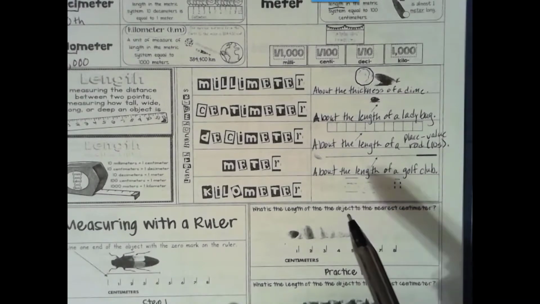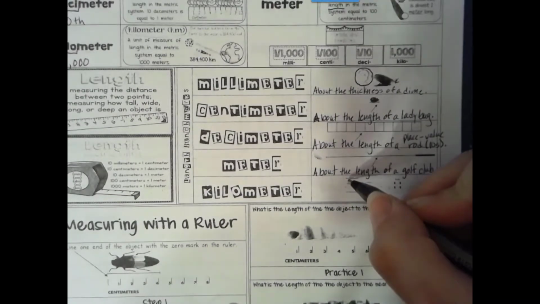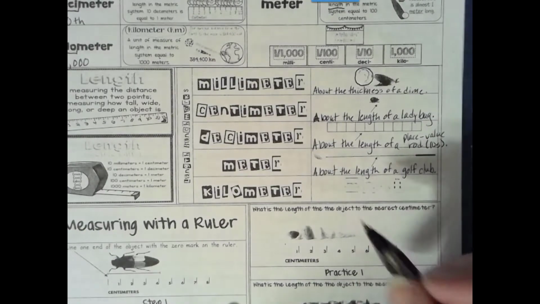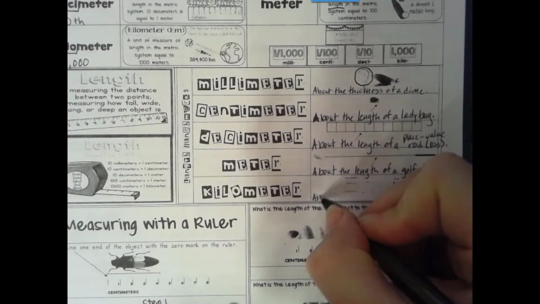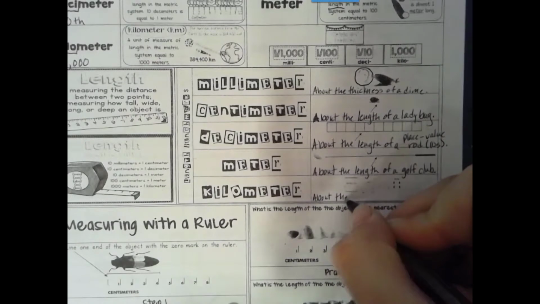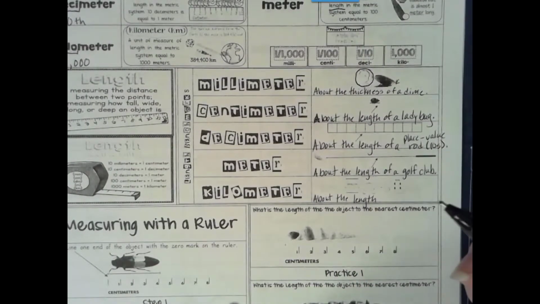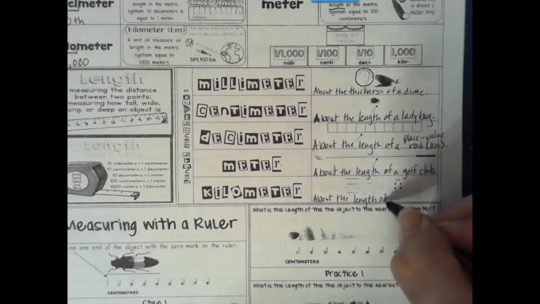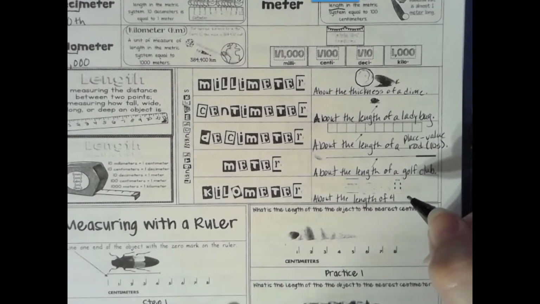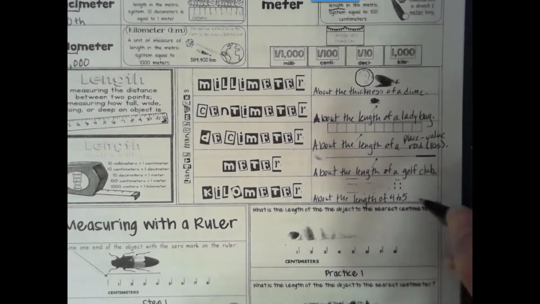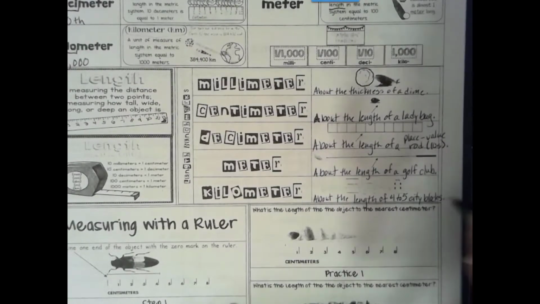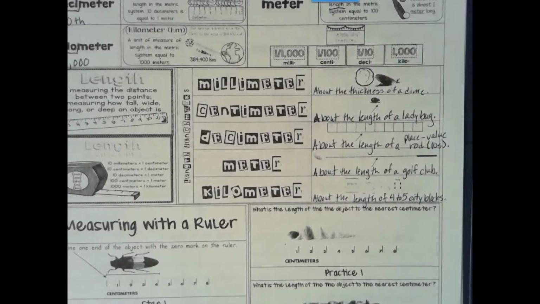Now a kilometer, that is much larger. These are actually pictures of buildings. It's about the length of 4 to 5 city blocks. So imagine, for most of you, your walk home or drive home from school is about 1 kilometer.